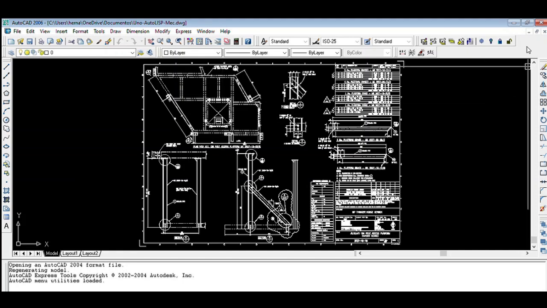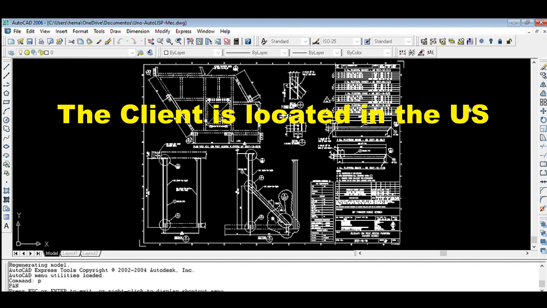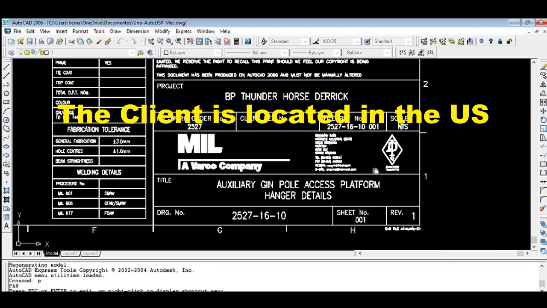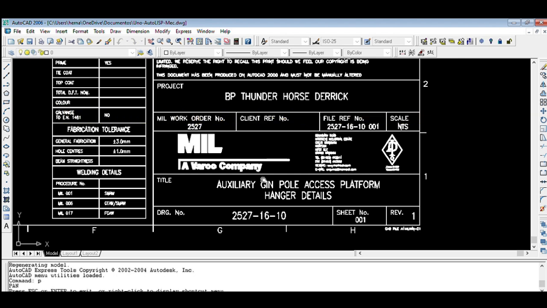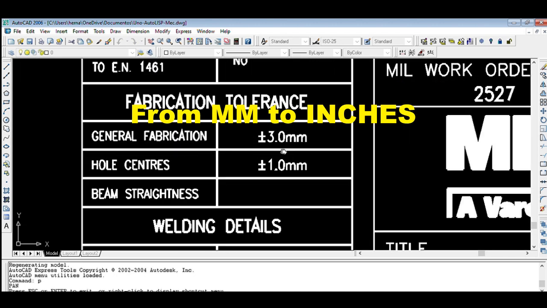This example is very significant because it clearly shows how making the timely decision to automate allowed us to save so much money and stress. The client is located in the United States and received the drawings with dimensions in millimeters. However, their fabricators only know how to work with measurements in inches. Therefore, the client decided to do something I do not recommend: convert the dimensions from millimeters to inches.